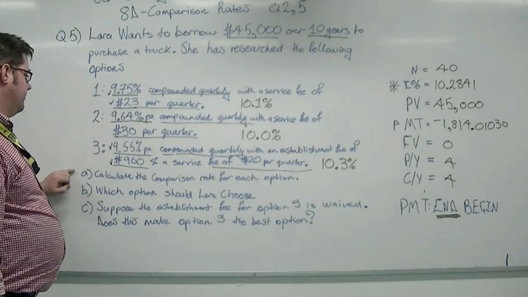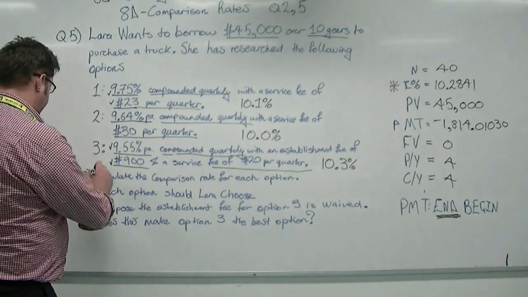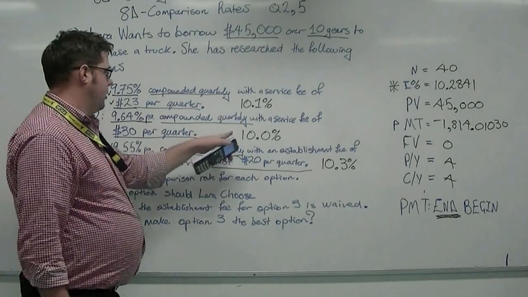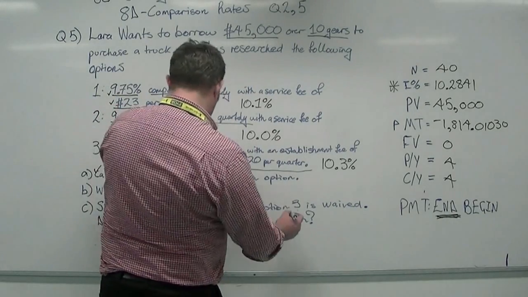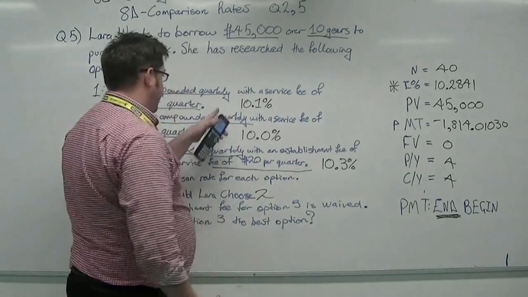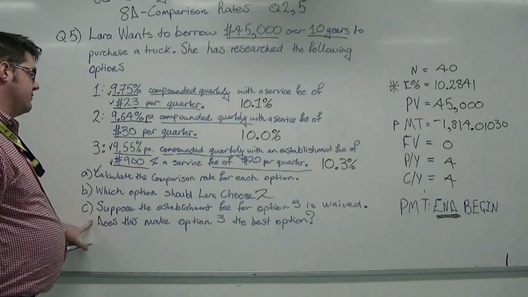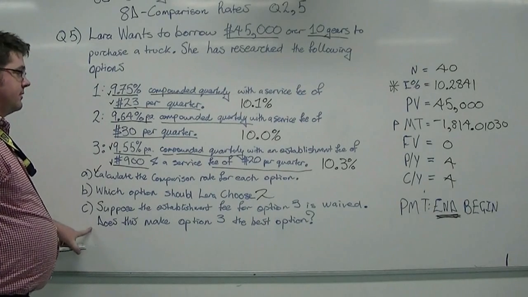So what we've done here is calculate the comparison rate for everything. So which option should Lara choose? Well, we're looking at option B, option 2 here, because that has the lowest comparison rate. So suppose the establishment fee for option 3 is waived. Does this make option 3 the best choice?